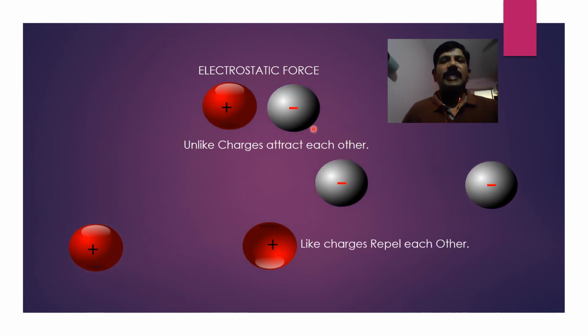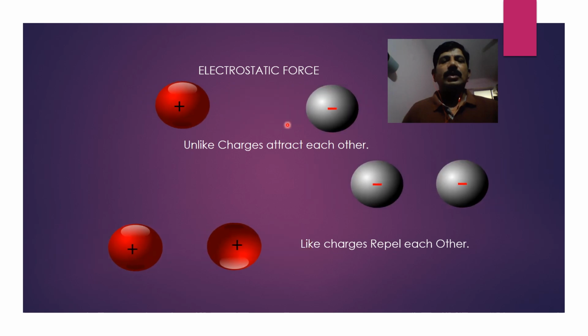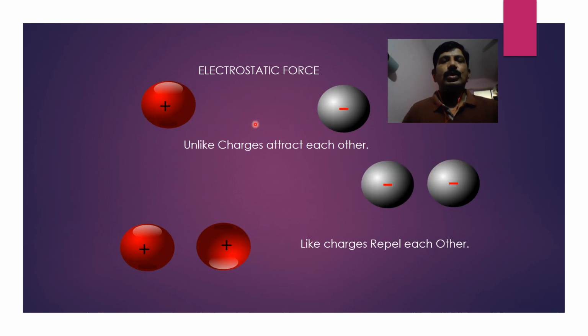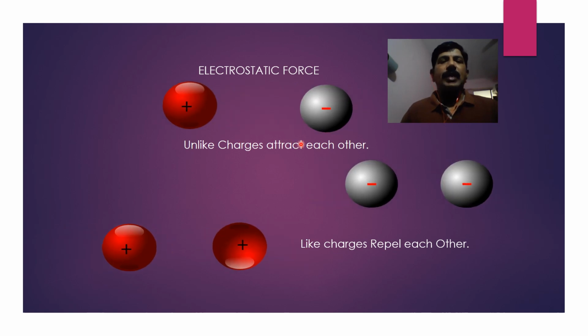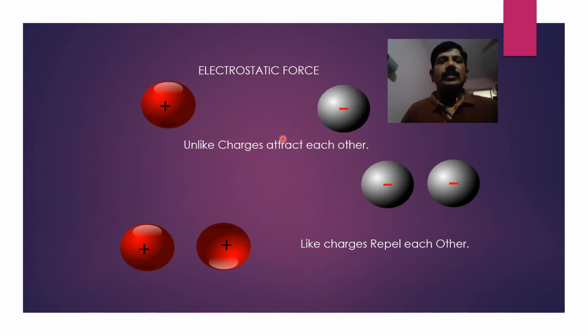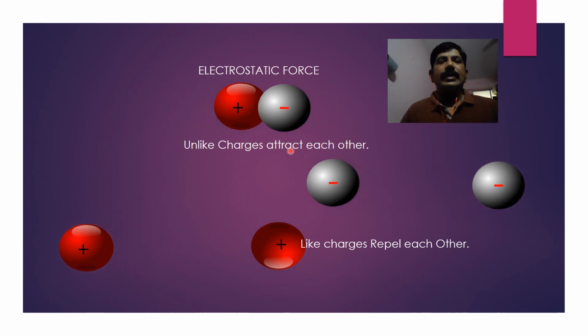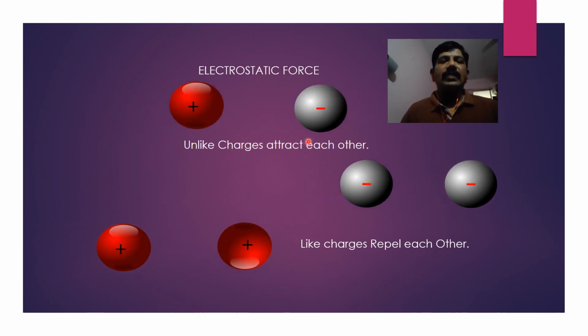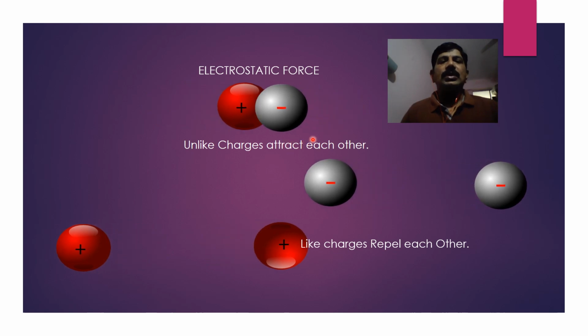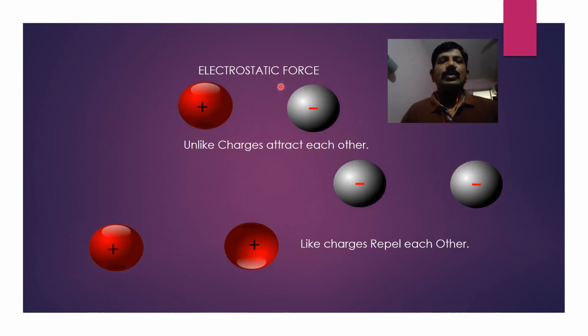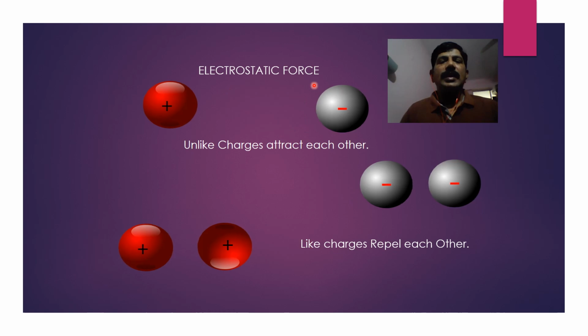You observe this animation. These are the two charged bodies. When these unlike charges are brought together, they attract each other. There is an attractive force present between the two charges. This type of force is known as electrostatic force. What do we call it? Electrostatic force.